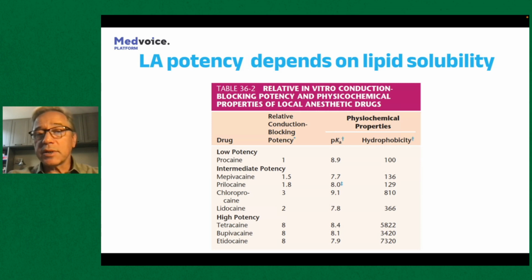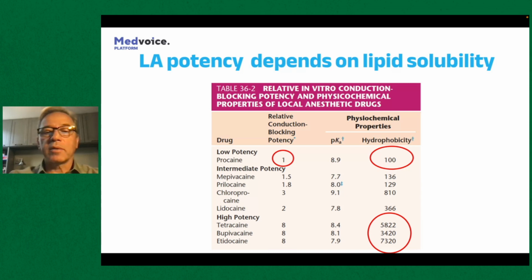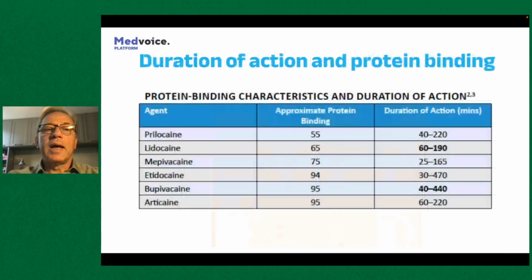Local anesthetic potency, as we said, depends on lipid solubility. Let's have a look. Here the lipid solubility of procaine is 100, and procaine, as we said, has a potency of 1. If we look at the highly potent agents like tetracaine, bupivacaine, and etidocaine, it's a lot higher. They are a lot more lipophilic or hydrophobic, which is the same thing. Hence, they are a lot more potent.